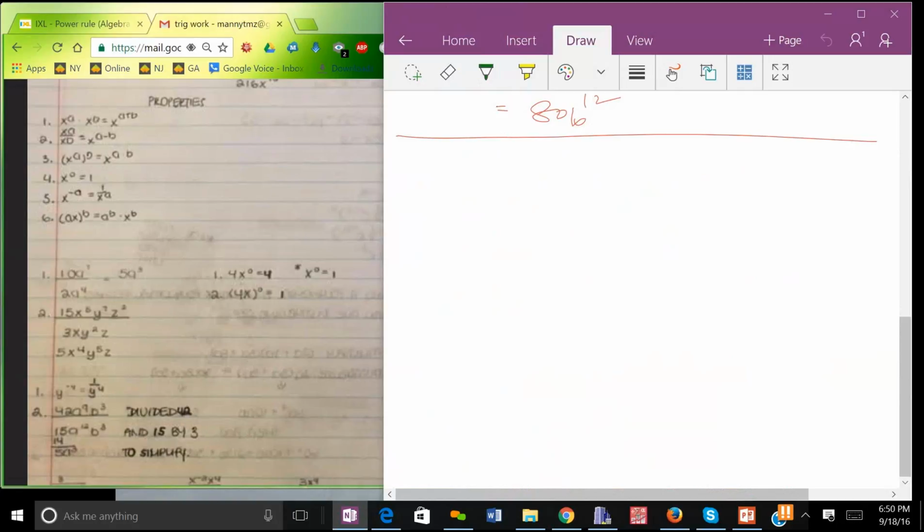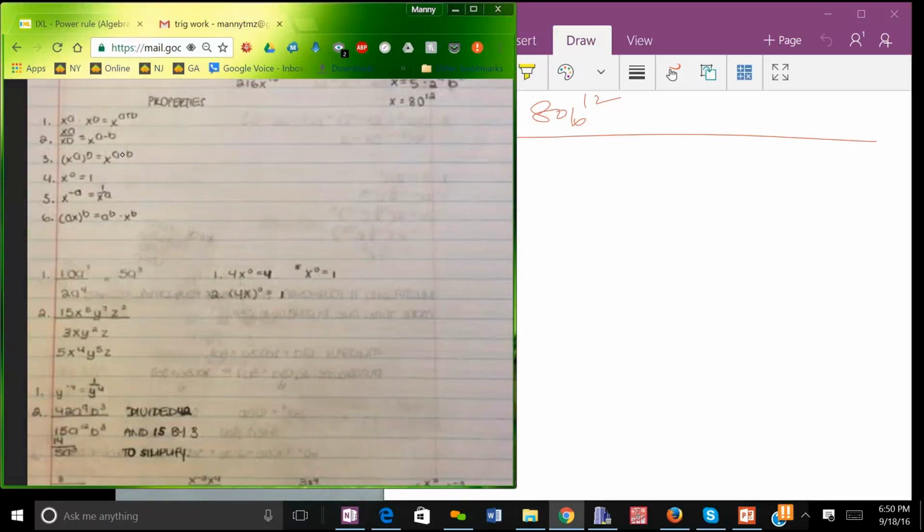For your school, for regions and SAT, ACT. Okay, so this one, look at this, x to the a times x to the b. So these are the properties. These are basically something your teacher wants you to memorize. These 6 formulas, what you should do is put these in a note card.